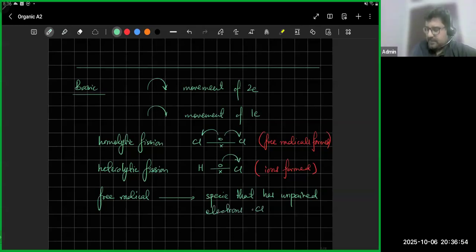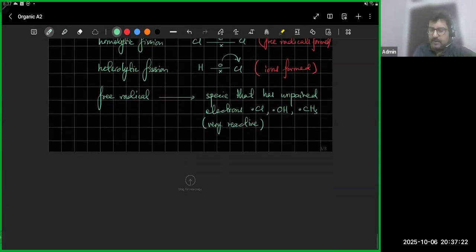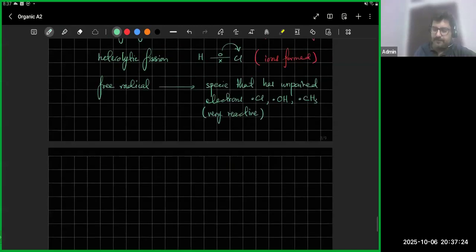For example, the Cl atom, that's a free radical. The OH, that's a hydroxy free radical. The oxygen bonds are not complete. Methyl, that's a free radical, if it's on its own. That means carbon's one electron is not shared at the moment. So that's a free radical. It's got an unpaired electron and it's very, very reactive. It will try to bond with something to complete. The Cl is going to try to bond with something and complete its bonds, okay?